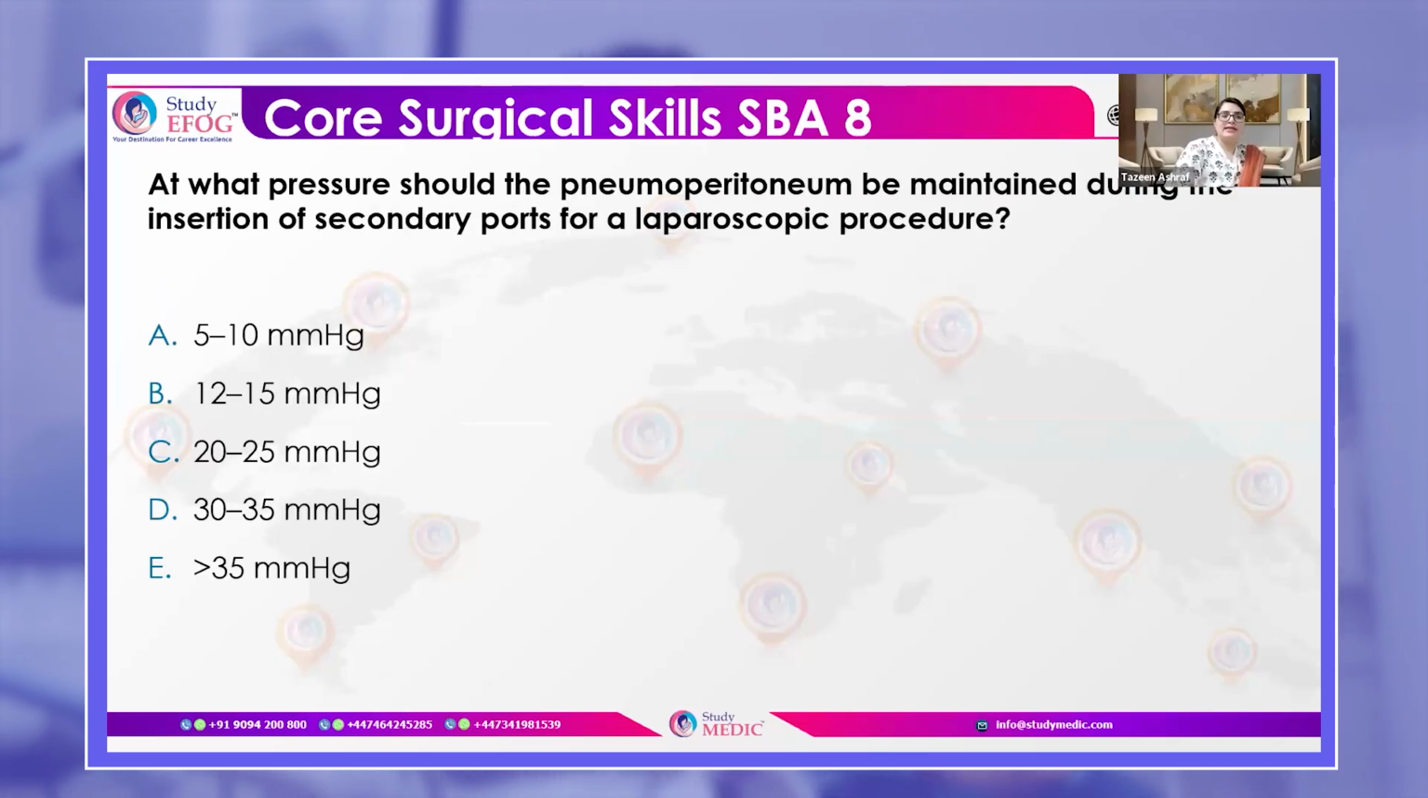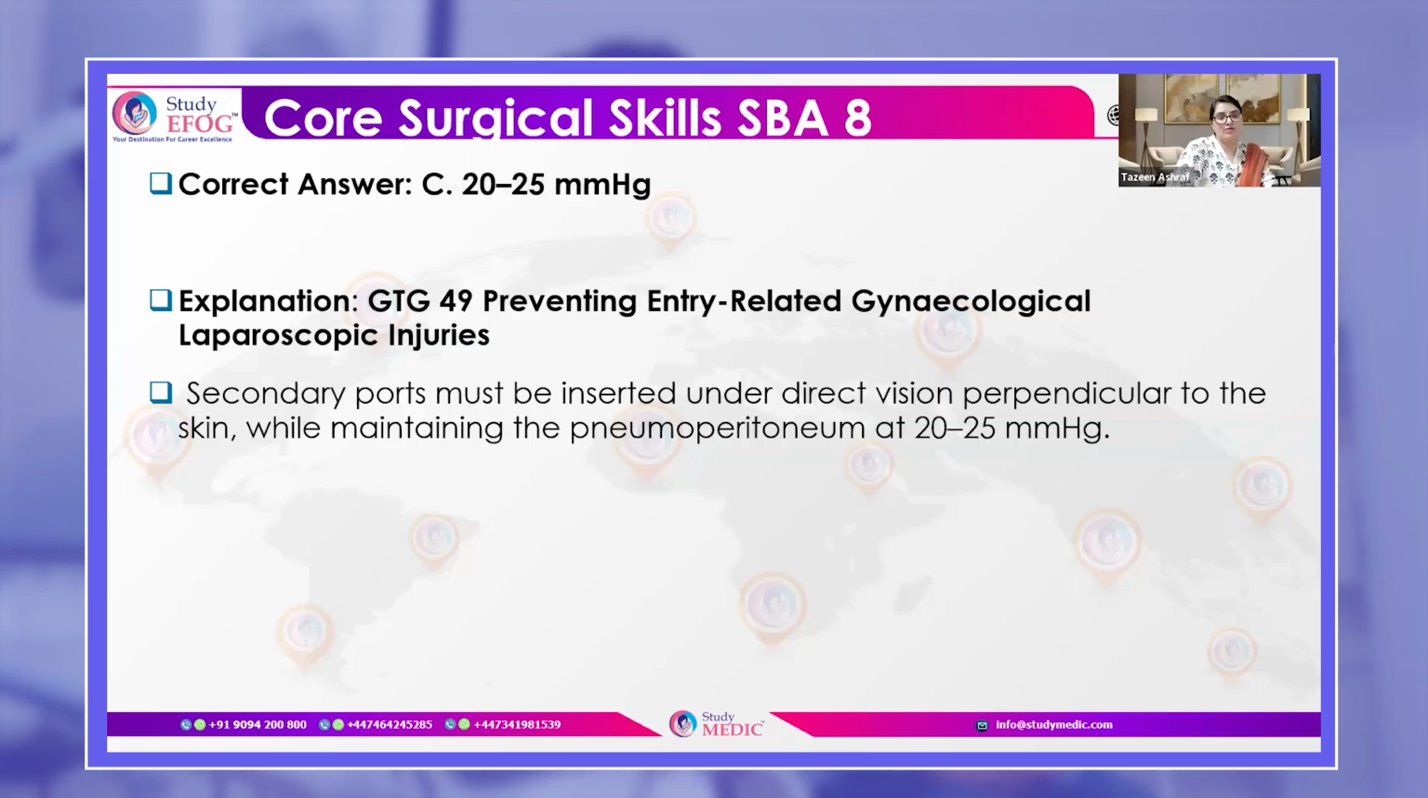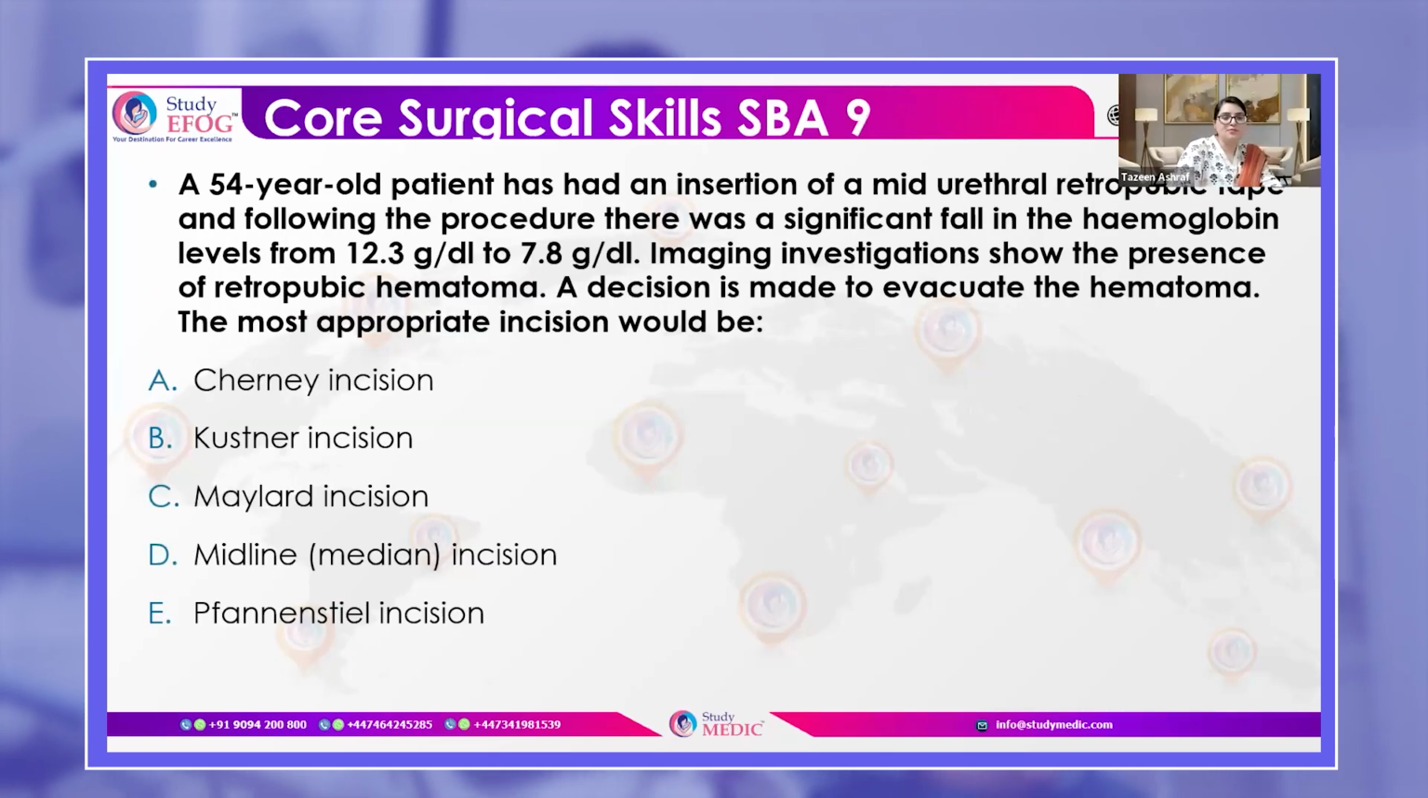The next question says, what pressure should the pneumoperitoneum be maintained at during insertion of secondary ports for laparoscopy? Whether it is 5 to 10 millimeters of mercury, 12 to 15, 20 to 25, 30 to 35, or more than 35. So 20 to 25. Secondary ports should be inserted under direct vision perpendicular to the skin while maintaining the pneumoperitoneum at 20 to 25 millimeters of mercury.